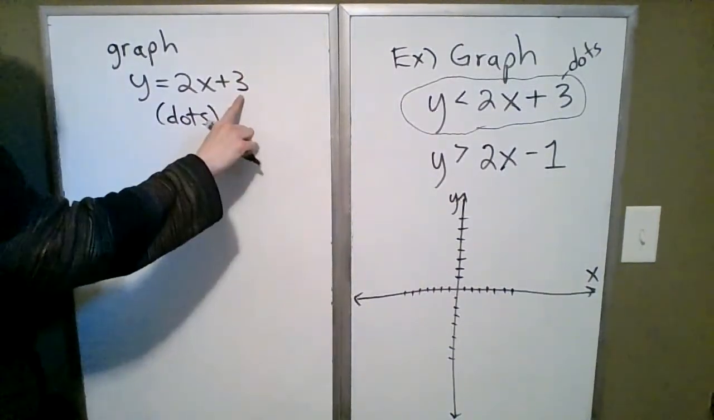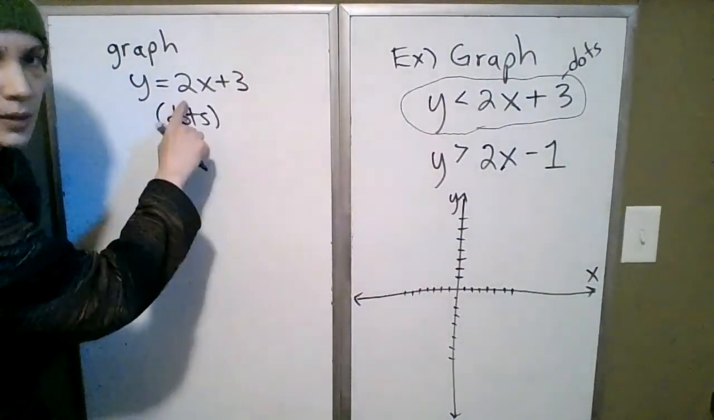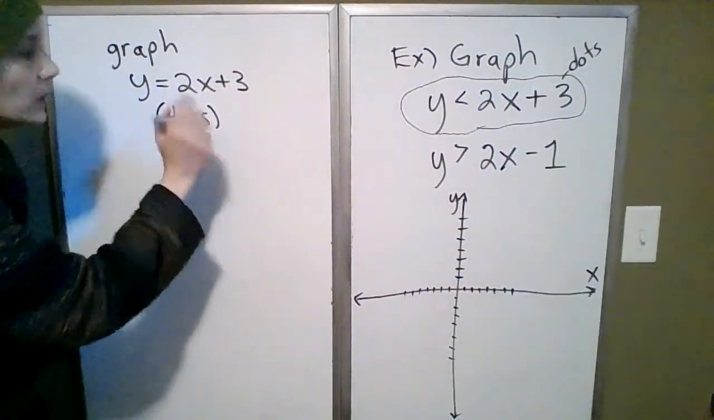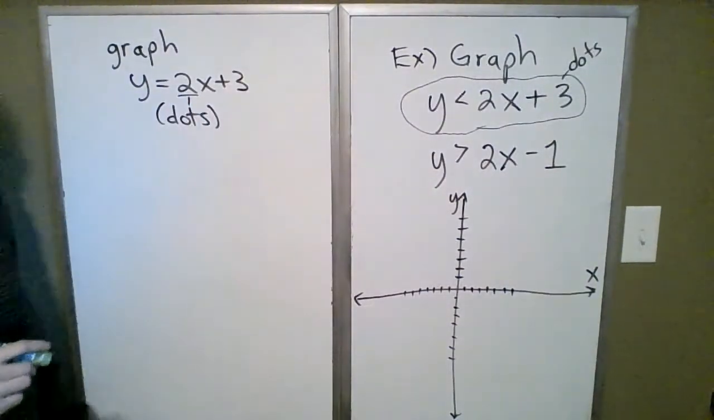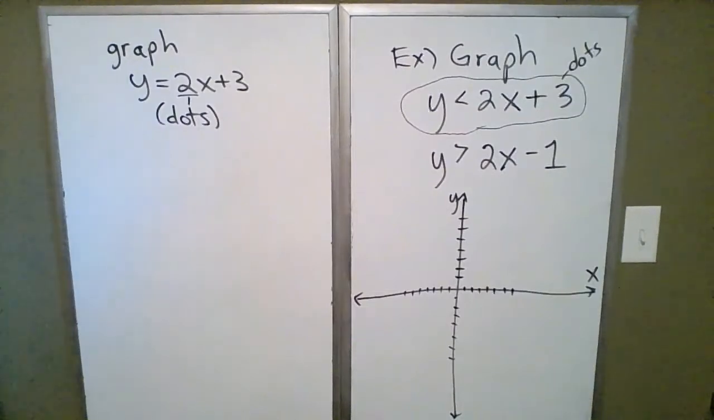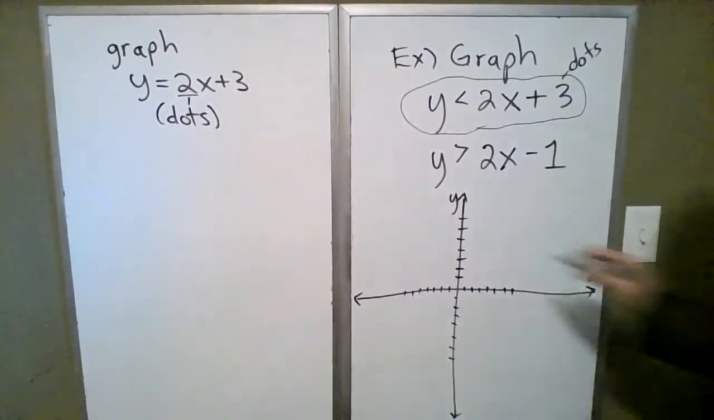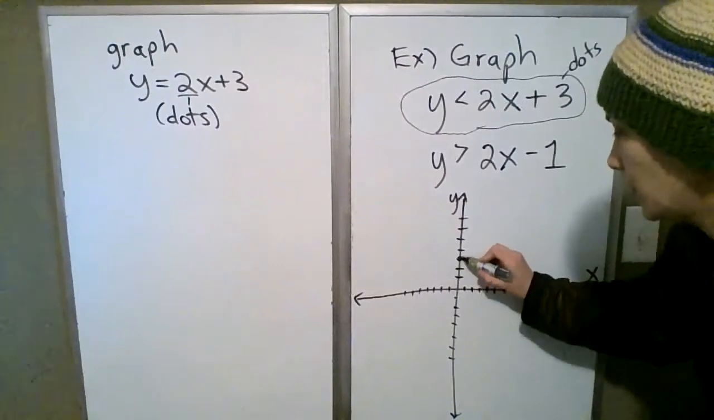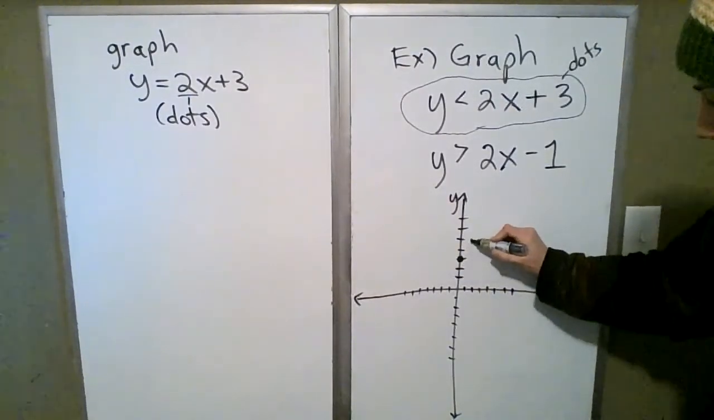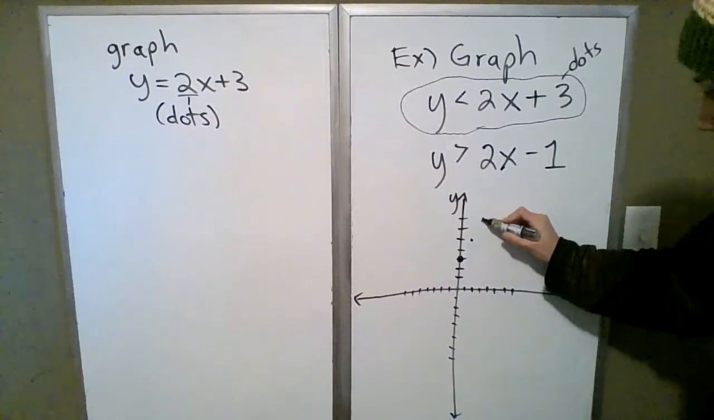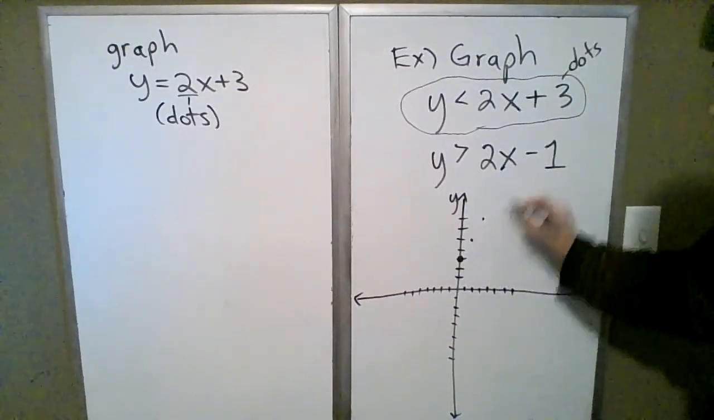So we're going to 0, 3, and then the slope of 2 means we'll go up 2 and over 1 to the right. 0, 3. Up 2 over 1. Up 2 over 1. And then dots.